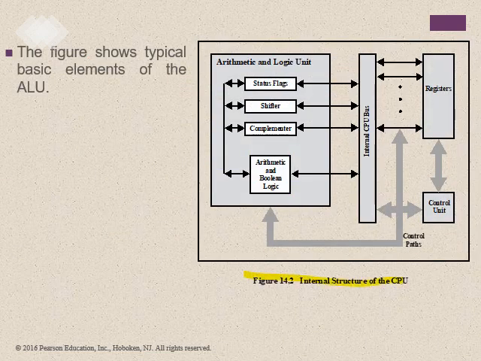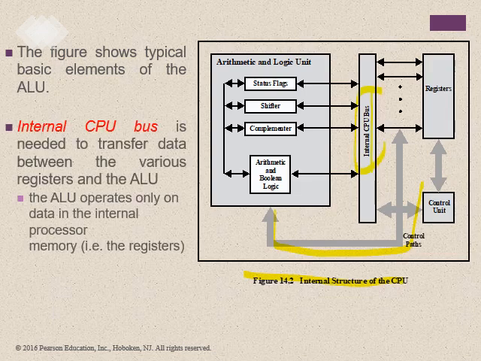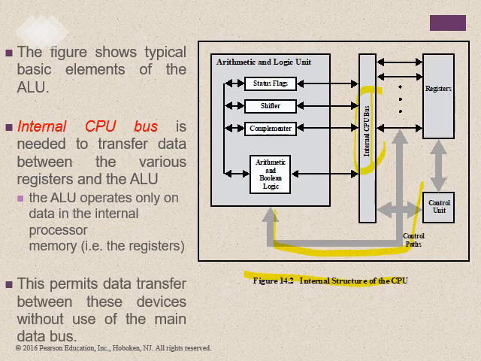Figure 14.2 is a slightly more detailed view of the processor. The data transfer and logic control paths are indicated, including an element labeled internal CPU bus. This element is needed to transfer data between the various registers and the ALU because the ALU in fact operates only on data in the internal processor memory. The figure also shows typical basic elements of the ALU.